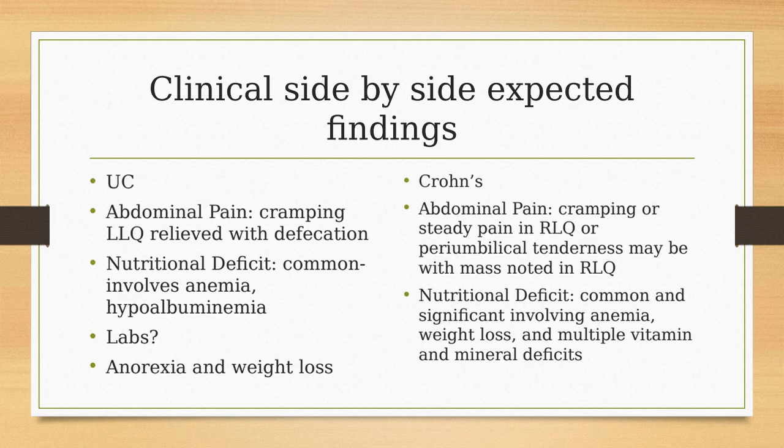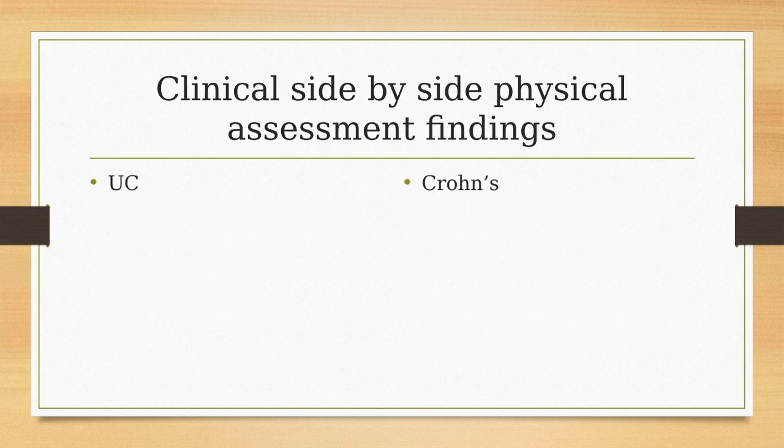So what labs are you going to look at? We already talked about pre-albumin, so that's going to be nutrition. So you expect it to be severely decreased with someone with Crohn's. Albumin, obviously, will be decreased with UC because of the amount of diarrhea per day. So it's helpful that way as well.